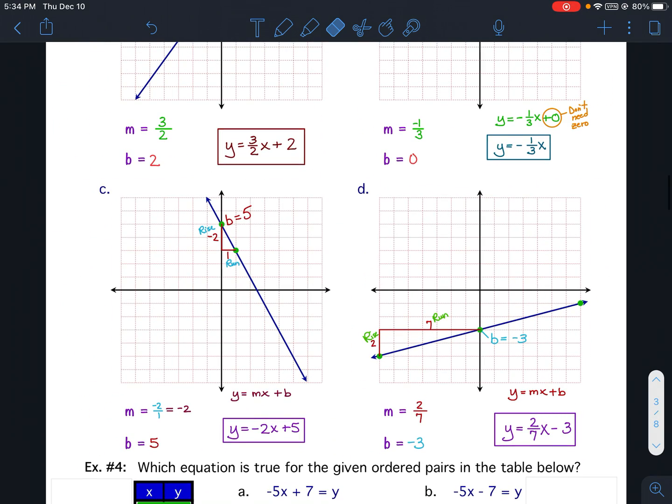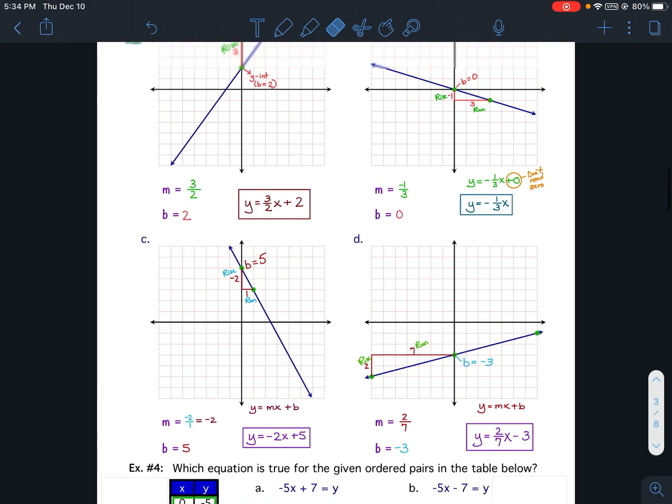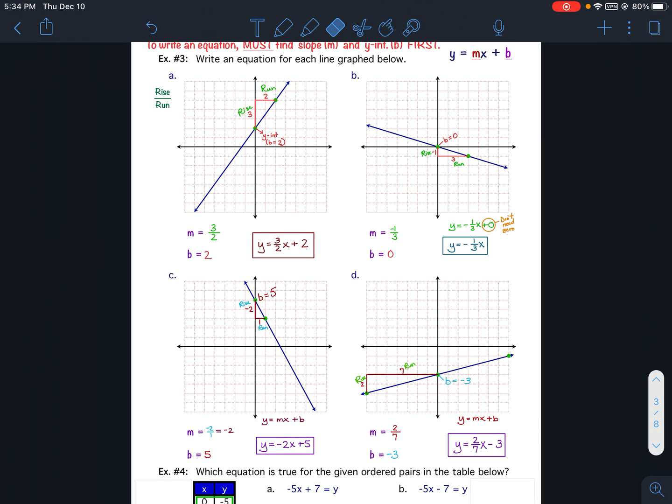All right, if you have any questions on example number 3, this is very, very important that you understand what I did in these 4 problems. So if you don't understand, ask questions. I can put up a graph and do problems over and over and over again, because this is extremely important that you understand what I did here. Again, if you have any questions for example 3, please let me know.